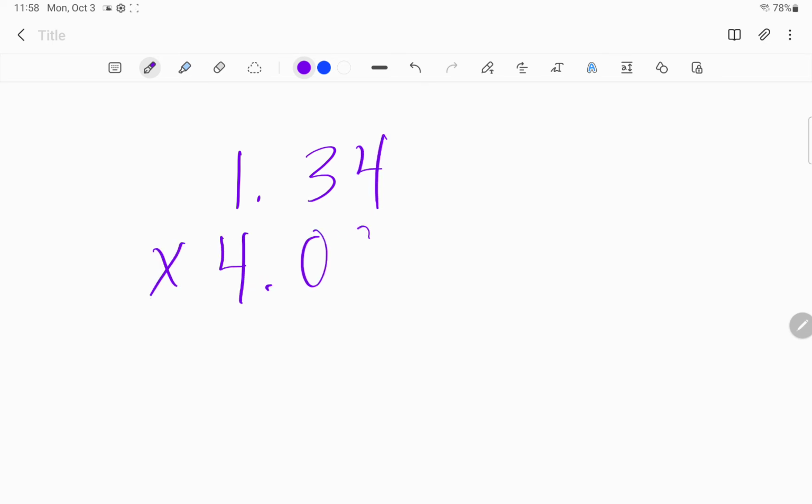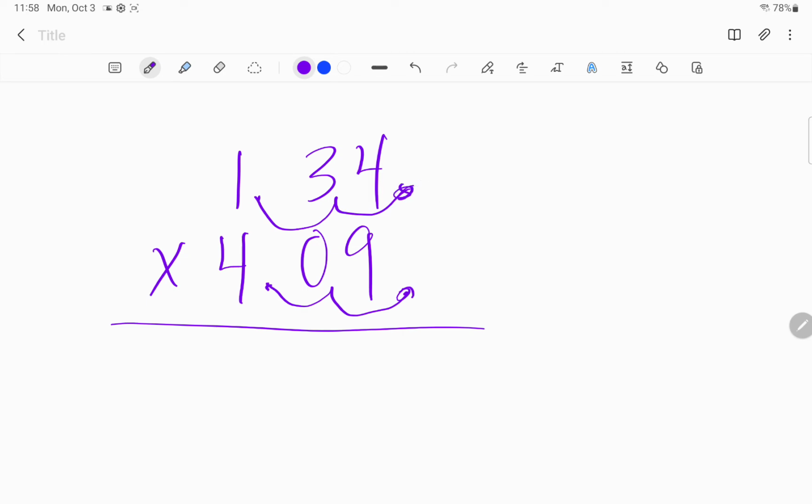This is just a multi-digit decimal problem. It's got 1 and 34 hundredths times 4 and 9 hundredths. Okay, again, I'm going to just pretend that these aren't here. We got 2 place values and 2 place values. All right, let's go ahead and multiply. 4 times 9 is going to be 36. We put the 6 down, carry the 3. 9 times 3 is 27. 27 plus 3 is 30. So we'll drop our 0, carry our 3. 9 times 1 is 9, plus 3 is 12.